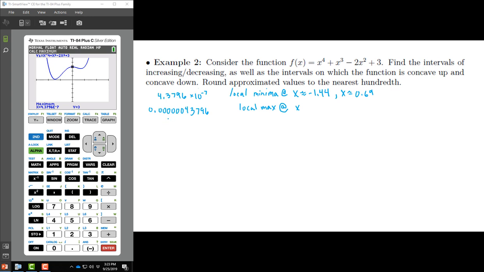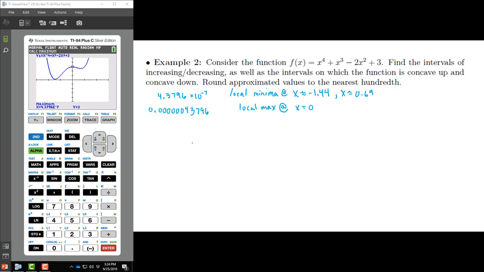So we're getting a number that is very close to 0. In fact, it's safe to assume that it actually is 0, because the calculator goes through an algorithm to find the maximum, and it is an approximate algorithm. So sometimes it doesn't quite land exactly on the true local max, but look how close it is. If we're rounding to the nearest hundredth, of course, that rounds to 0. So we just say x equals 0 is our local max.